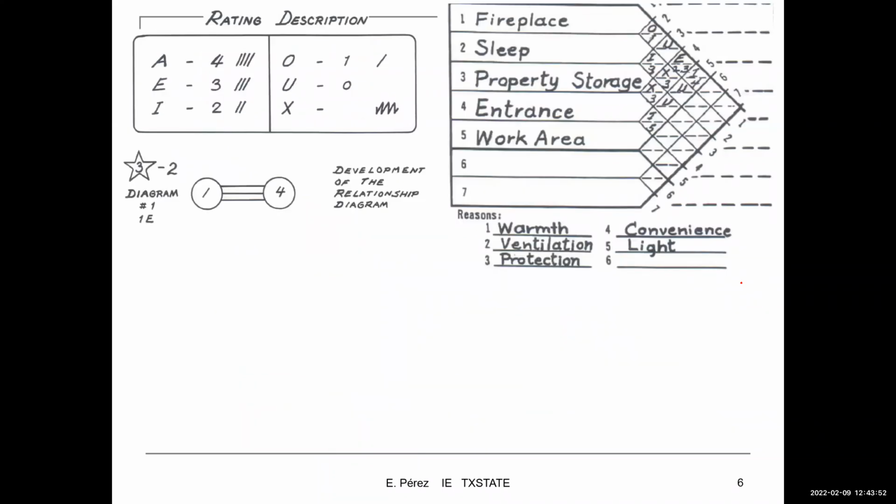And now from here, we can start building the connections. So now we're going to use four lines to represent an A, 3 lines to represent an E, 2 lines to represent the relationship I, and so on. You see between 1 and 4, we know if you look at the chart, between 1 and 4, we have an E, right? So that is represented with 3 lines.